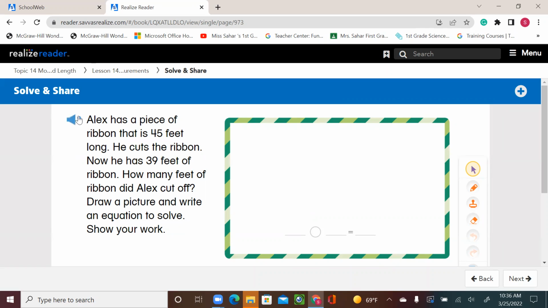All right. So Alex has a piece of ribbon that is 45 feet long. He cuts. So that means he removed, he took away. So he cuts the ribbon. Now he has 39 feet of ribbon. So let's see how we will do that. Over here, we can use the open number line. So let's draw.